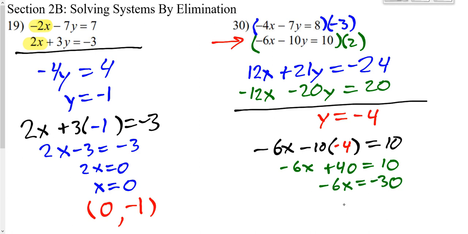Then all I have to do is divide by my negative 6, and I get 5. And then once again, remember your answer is coordinates of a point. So it's always your x followed by your y.